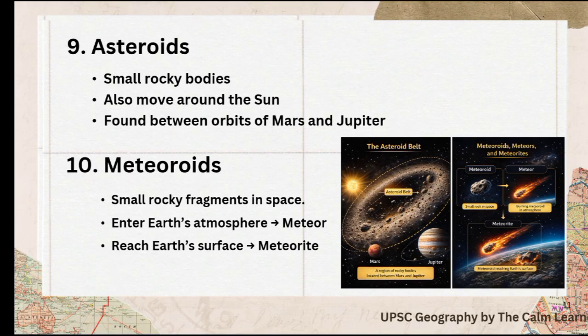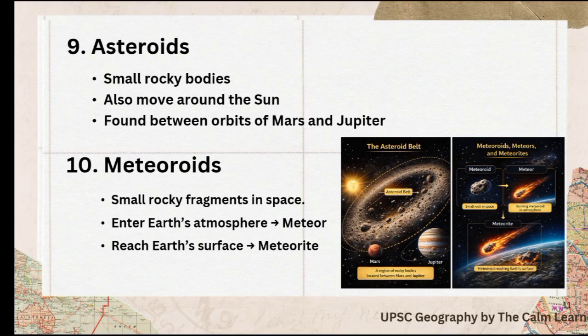Now, let us learn about two more important celestial bodies, asteroids and meteoroids. Asteroids are small rocky bodies that revolve around the sun. Most asteroids are found in a region called the asteroid belt, which lies between the orbits of Mars and Jupiter. Asteroids are irregular in shape and are much smaller than planets. They are made mainly of rocks and metals, and they do not have their own light.